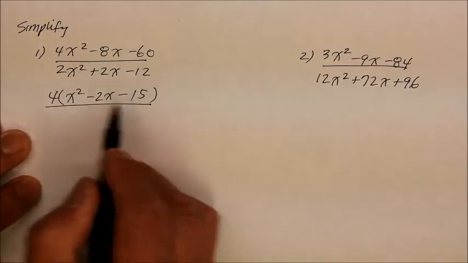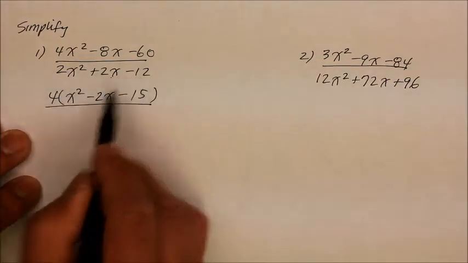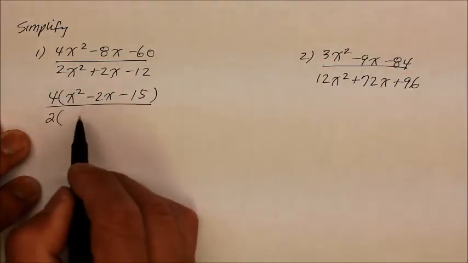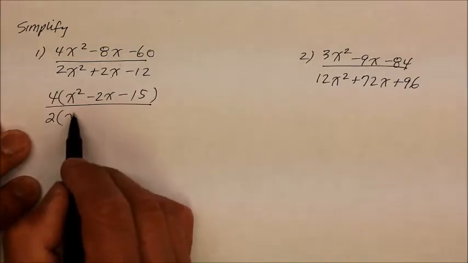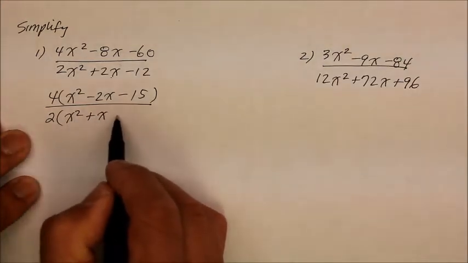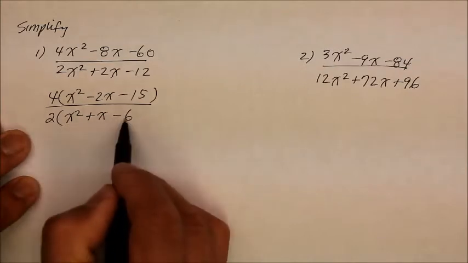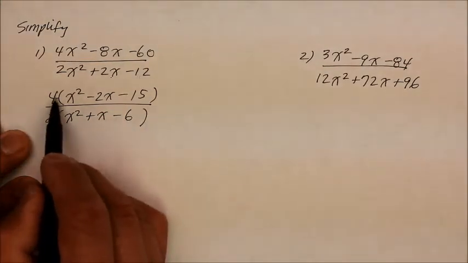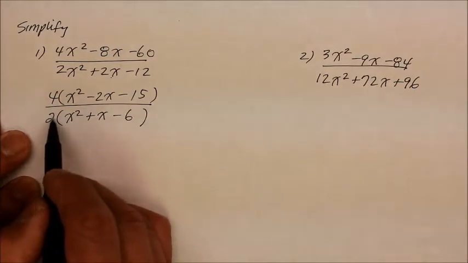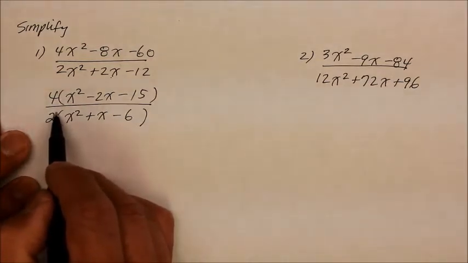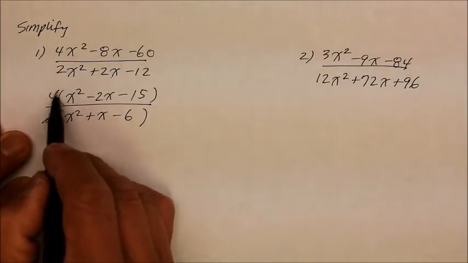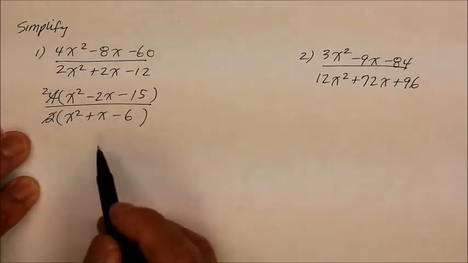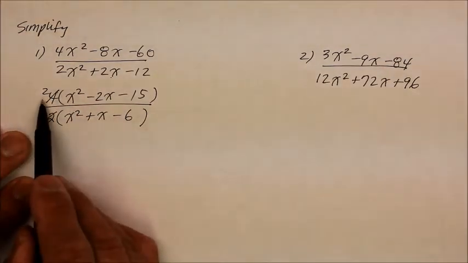In the bottom polynomial, they're all divisible by 2, so factor out the 2, and I'm left with x squared plus x minus 6. 2 times negative 6 is negative 12. Whatever coefficient comes out, if you can, you simplify. So the coefficient 2 reduces the numerator coefficient 4 by twice. That's going to be part of my answer in simplified form.